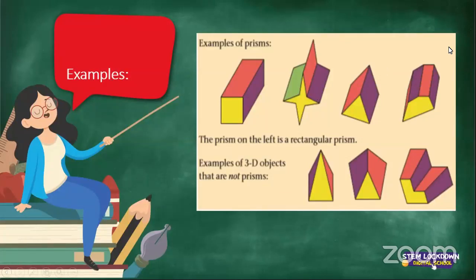Okay, can I have someone else to answer that same question? Tell us if these four shapes here are prisms or not, and why you're saying these are prisms.